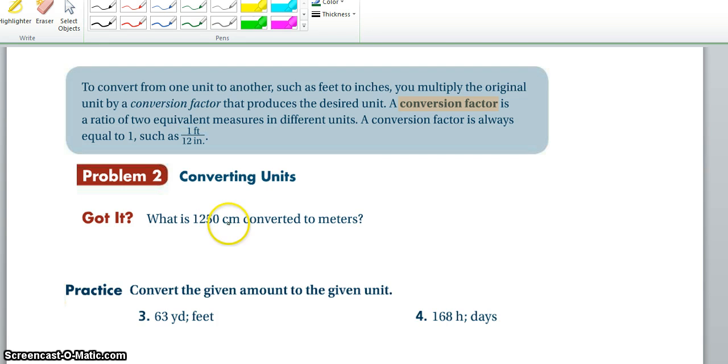This is exemplified down here with conversion problems like this. Take a moment, try to figure out what is 1,250 centimeters converted to meters. One thing that'll help you is if you think about what it is that the prefix centi stands for, and if you can't remember, think about century or anything like that.